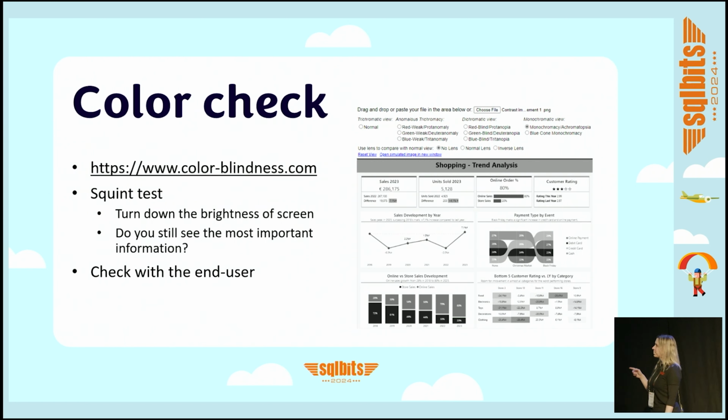I also read about the squint test, and that's not just for color blindness, but if you turn down the brightness of your laptop screen or your computer screen, and you squint your eyes, are you still able to see the most important information? And that's for design in general also the case. Are you still seeing the most important information? Because if you're not seeing the most important information, you need to make it more visible.